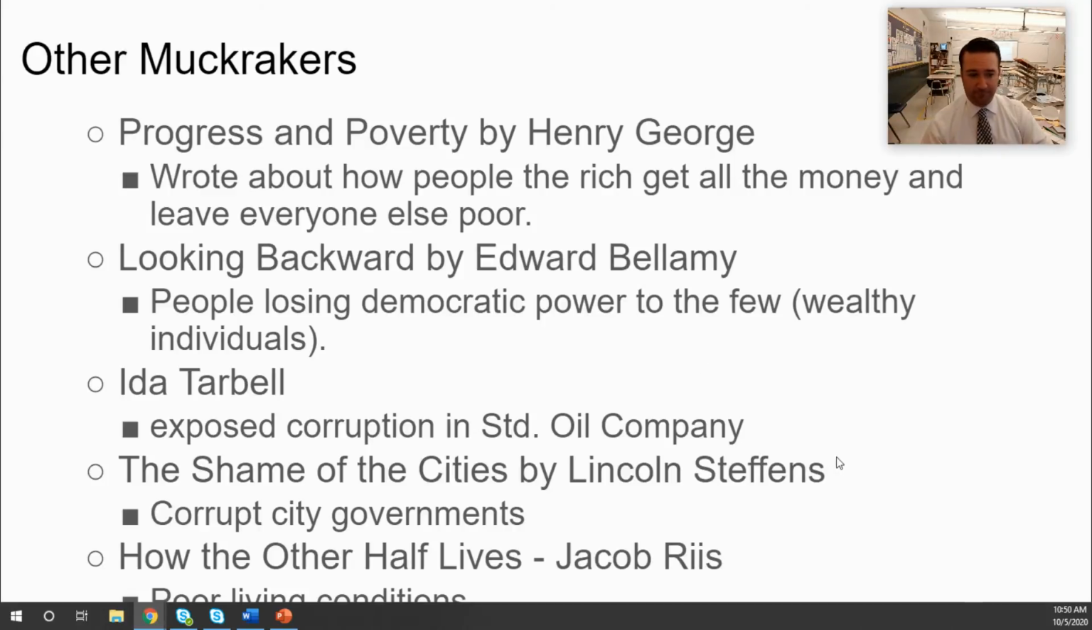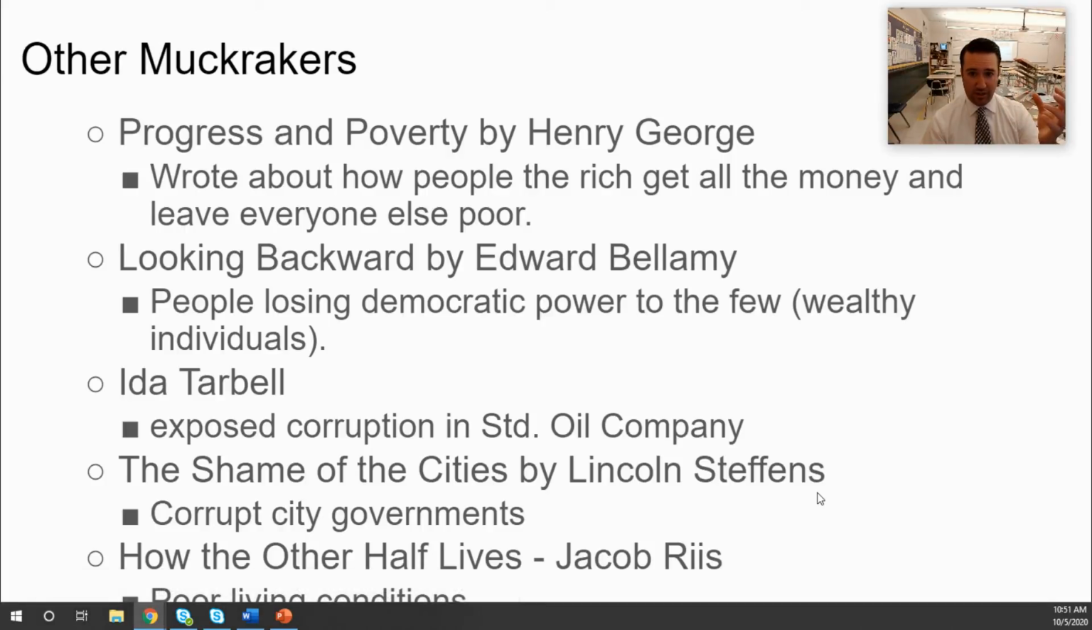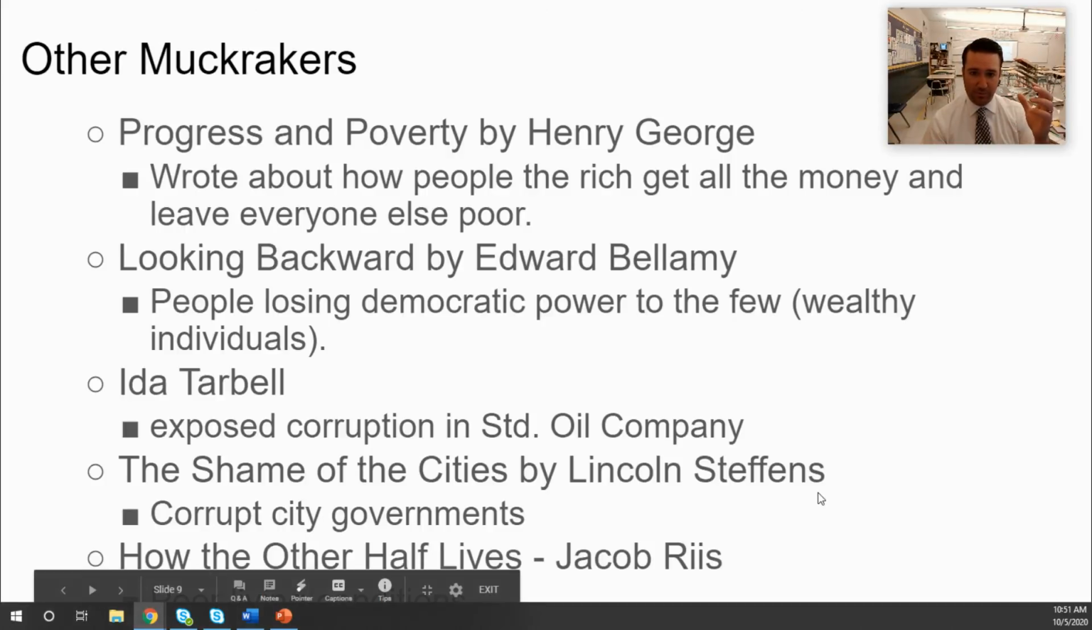Ida Tarbell, who is another important muckraker. She exposes a lot of the corruption in the Standard Oil Company. That's John D. Rockefeller's company, and how they did business in terms of muscling out their competition and so forth. So it's a very anti-monopoly piece. Shame of the Cities by Lincoln Steffens is about the corruption in city government. So those political machines that we talked about last time, he's exposing a lot of the corruption that goes on in those political machines and urban machines in the cities.